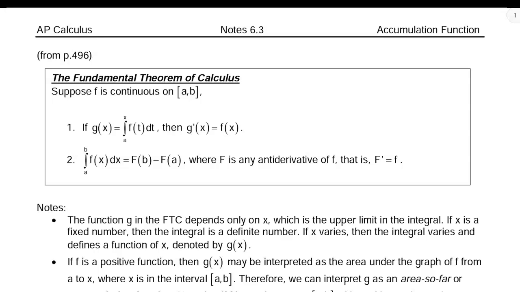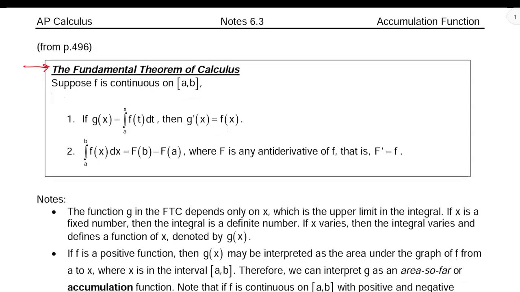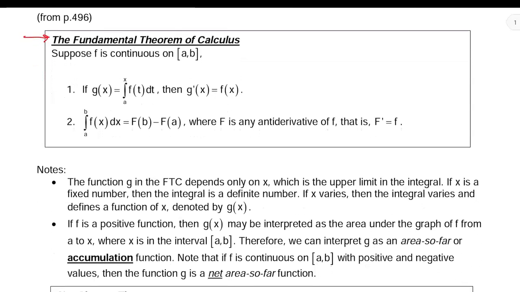a net change theorem. So we're also going to get this notion of net change theorem, where we have a starting amount, a change will occur, and then we'll have an ending amount. So let's take a look at that. First, I have included a reminder of the fundamental theorem of calculus. There are two parts to it.